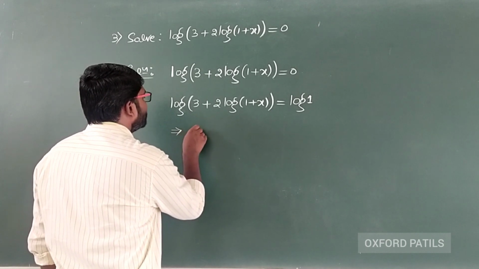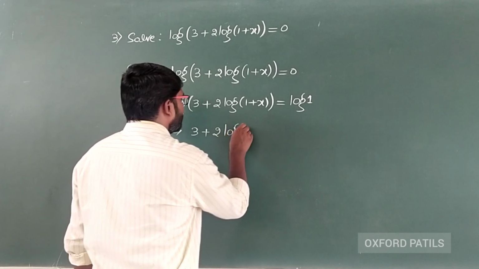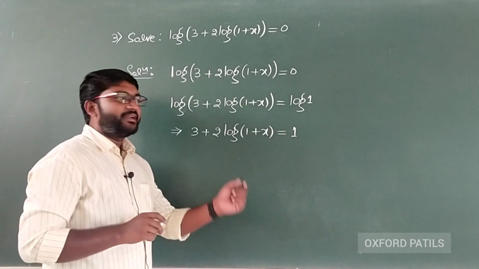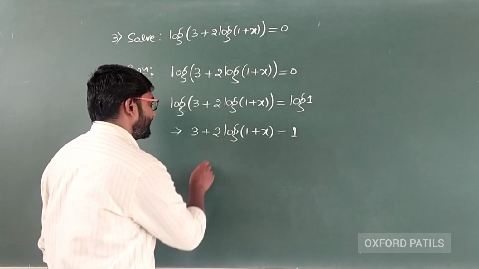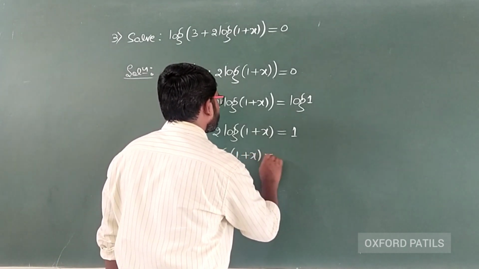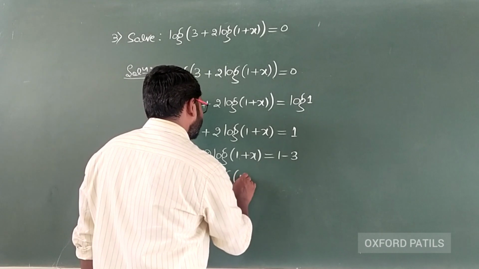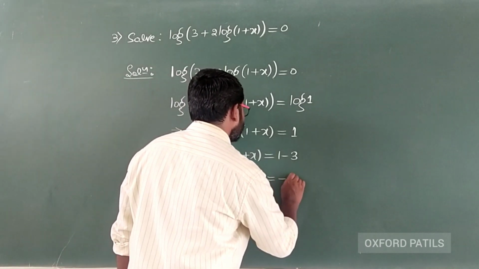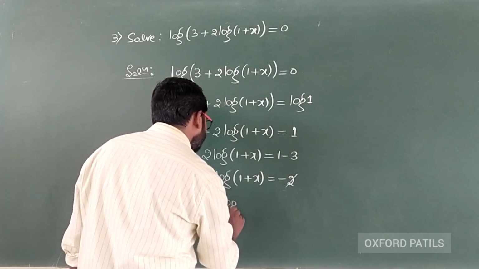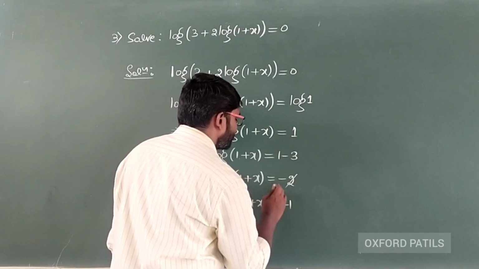This implies 3 plus 2 times log(1 plus x) is equal to 1. Now in the next step, take 3 to the right hand side, it becomes minus 3. 2 log(1 plus x) is equal to 1 minus 3. So now 2 times log(1 plus x) is equal to minus 2. So the 2 cancels now. Write the remaining term: log(1 plus x) is equal to minus 1.